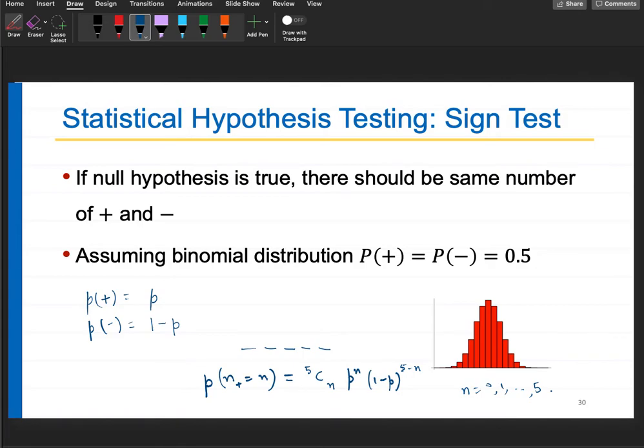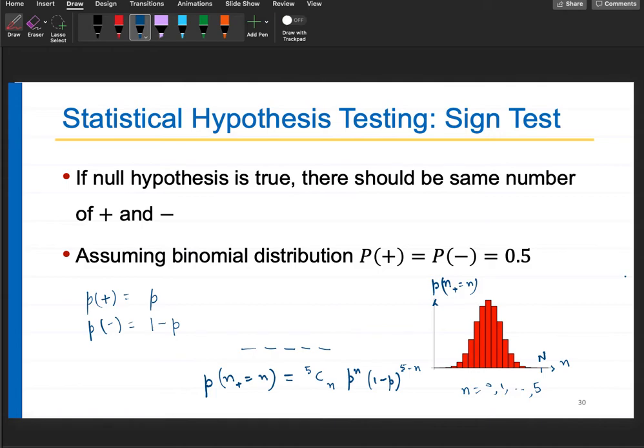Now if you plot this distribution, it will look something like this. This is the probability of n positive equal to n, and this is your n. The total capital N is somewhere here. I don't know what the capital N is here. I just copied this image from the internet. I didn't plot it myself. This is the idea. What you can see from here is that this distribution is symmetric about N by 2.